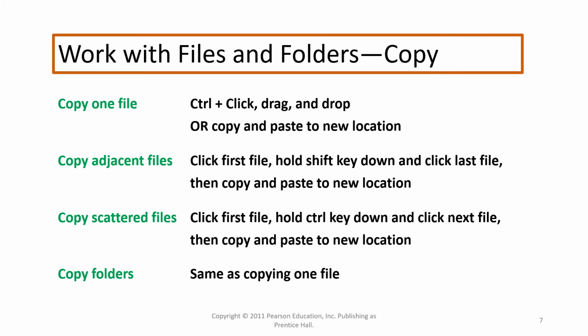We can do scattered files that aren't adjacent. Click the first one that you want, hold the Control key down, click the next one that you want. Click the next one that you want by keeping the Control key down. Click all of them that you want and then copy and paste to the new location. We're going to learn to copy folders. You can do a folder the same way that you copy a file.